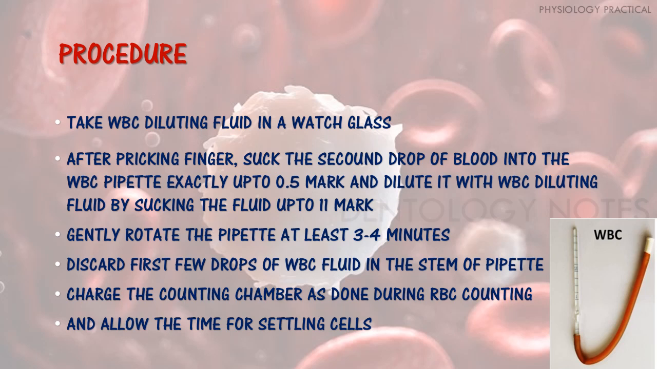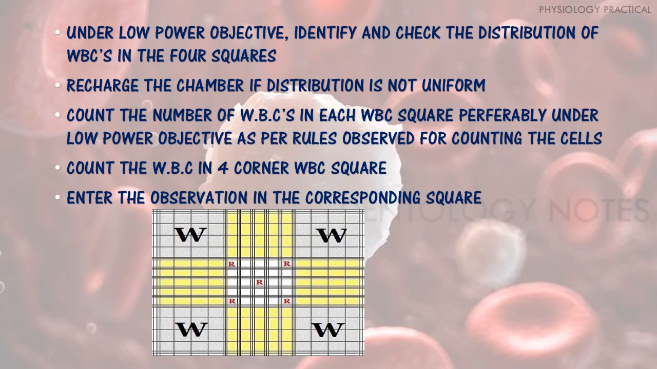Charge the counting chamber as done during RBC counting, and allow time for the cells to settle. Under low power objective, identify and check the distribution of WBCs in the 4 squares. Recharge the chamber if the distribution is not uniform.